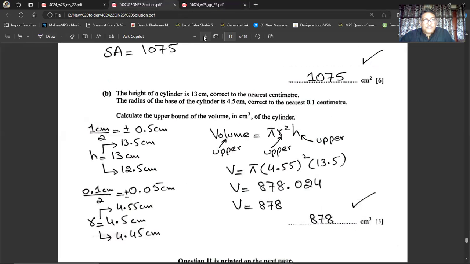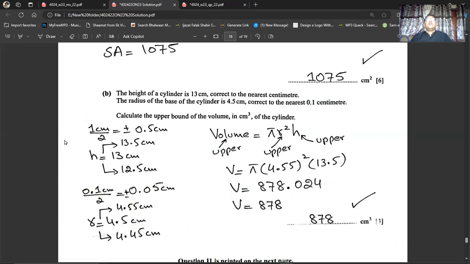Let me show you. So the height given is correct to the 1 centimeter. So divide 1 centimeter by 2, you get 0.5 centimeter. The upper bound of the height and the lower bound of the height you can find by adding to its main measurement 0.5 or subtracting from the main measurement 0.5. So the upper bound of the height will be 13.5 centimeter and the lower bound of the height will be 12.5 centimeter.